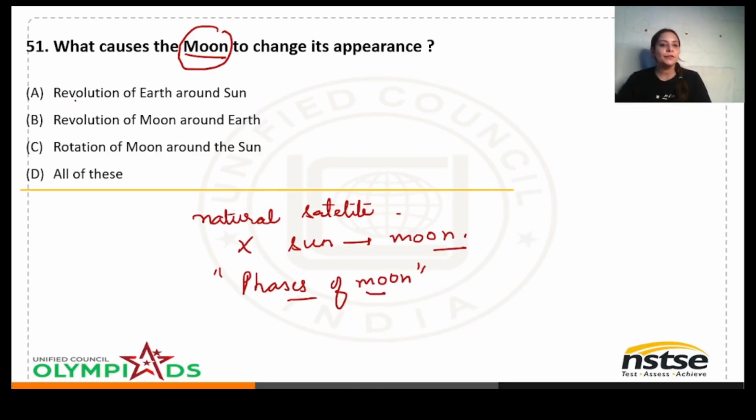Option A says revolution of earth around the sun, revolution of moon around the earth, rotation of moon around the sun, or all of these. Let me tell you, it is just because the moon is revolving around the earth, right? So when moon is revolving around the earth, there are a few stages when it is close to the sun and its parts get illuminated, but when it is far from the sun, then its surface is not being illuminated. That is why you keep on seeing that its appearance changes. So the answer is option B, that is revolution of moon around the sun.